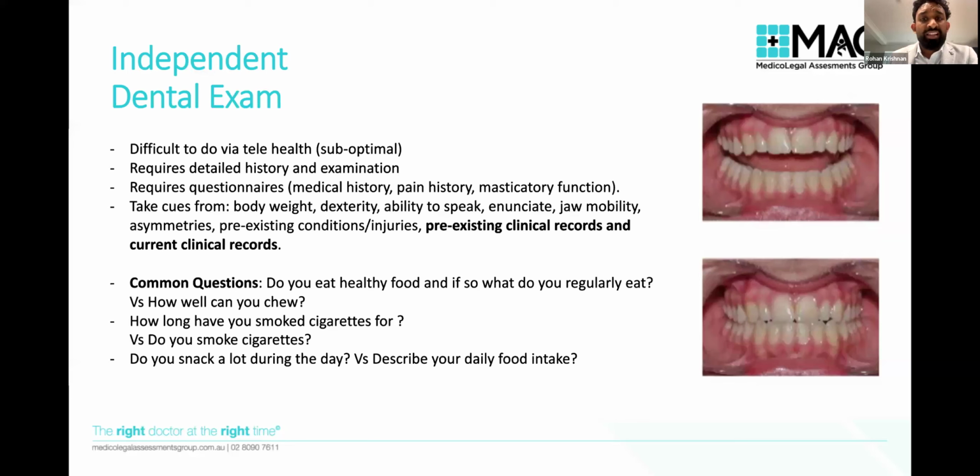Their ability to speak, enunciate, and form logical conclusions and discussions gives us a little bit of an inkling into their return to work capacity, especially if they're motivated, highly passionate, and able to construct good logical arguments, and their previous role was a non-physical role. Then that gives us an ability to have an inkling into what their return to work might look like, and their jaw mobility as well.